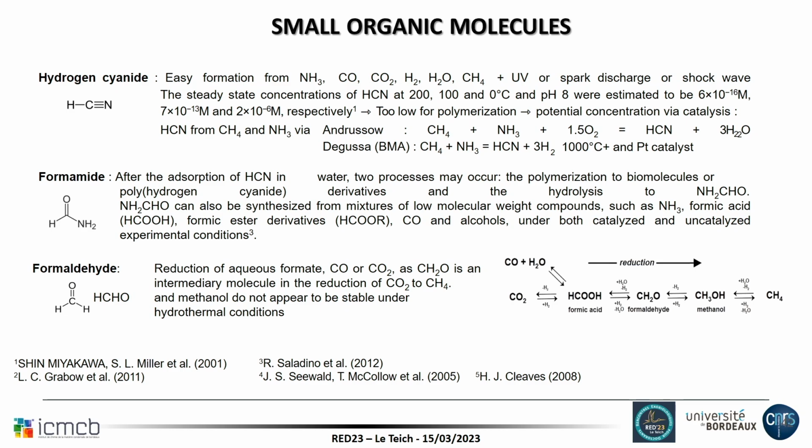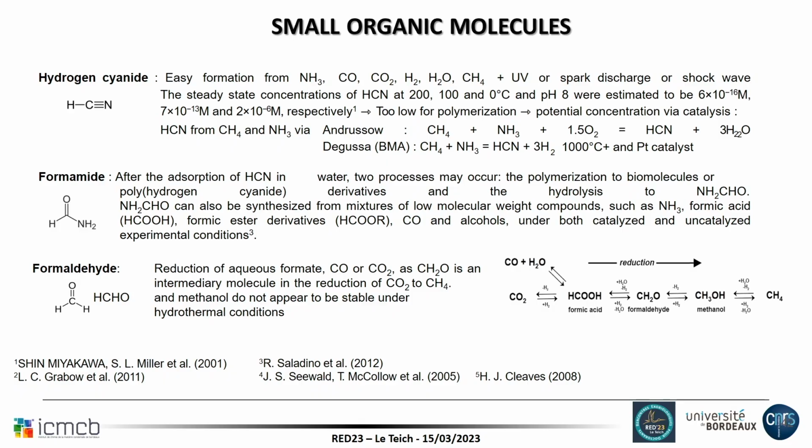Formamide also can be formed after the absorption of this hydrogen cyanide molecule in water, and using formic acid and derivative to form formamide. Formaldehyde the same way can be formed right here from the interaction between water, CO2 and carbon monoxide through a reduction, except that methanol and CH4 are not really stable. Kinetics goes this way, they are not really stable under hydrothermal condition. You generally get back to oxidation due to the oxidation property of water. So all these molecules can be made with such process.